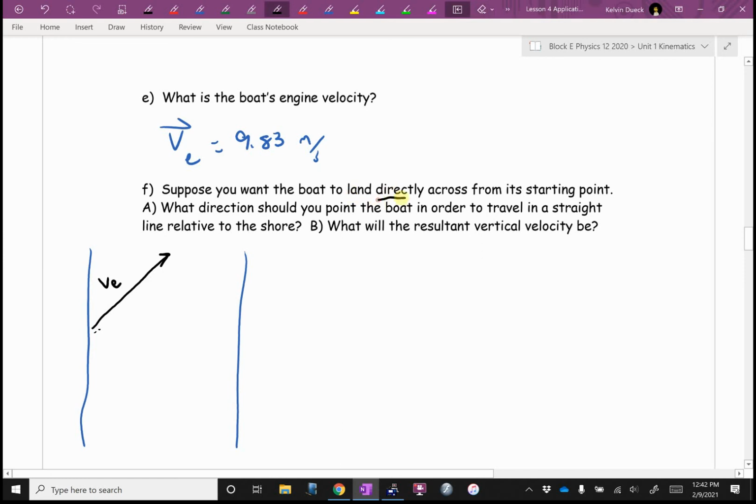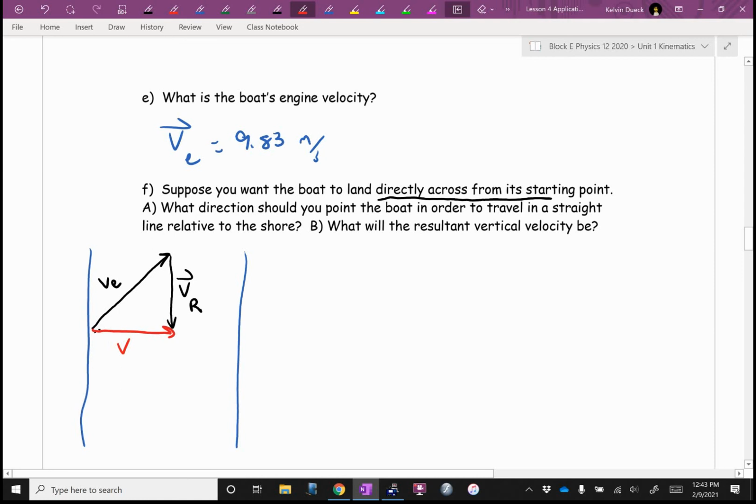Because I know what the resultant direction is supposed to be. I want it to go directly across from its starting point. I want the resultant to be dead horizontal. So tell me when to stop drawing the current vector. Good. And then the resultant is from the tail of the first to the tip of the second.